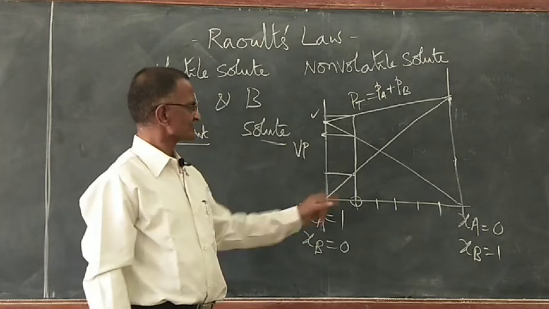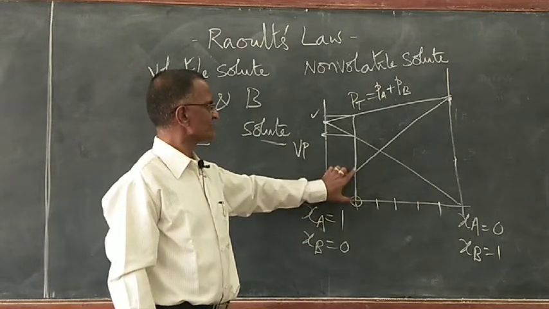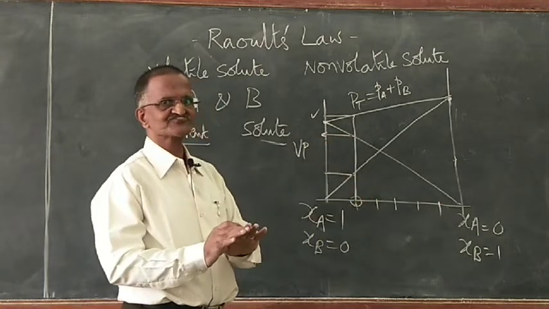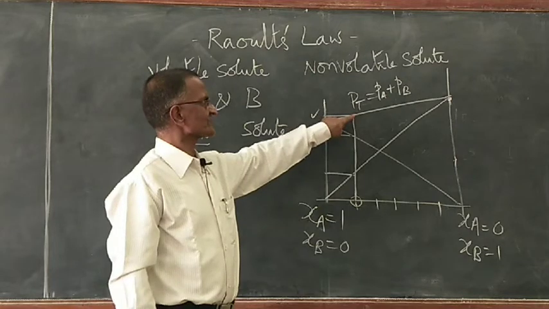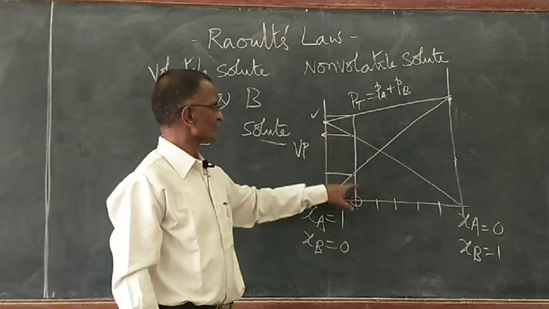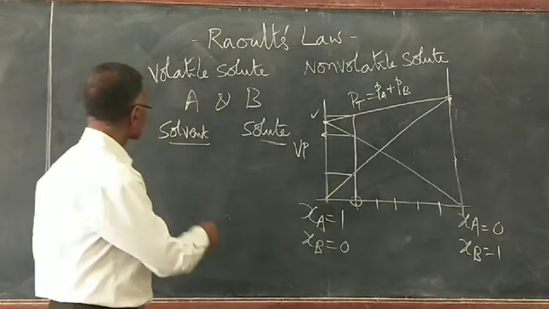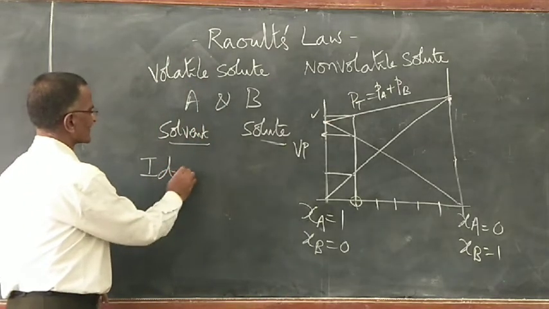Ideal solution means this is what you expect because of B. That is the vapor pressure that you expect because of A. The sum of those two should be the total vapor pressure on the surface. Fine. This is what I expect. That is what I am getting. That means what I have is an ideal solution.